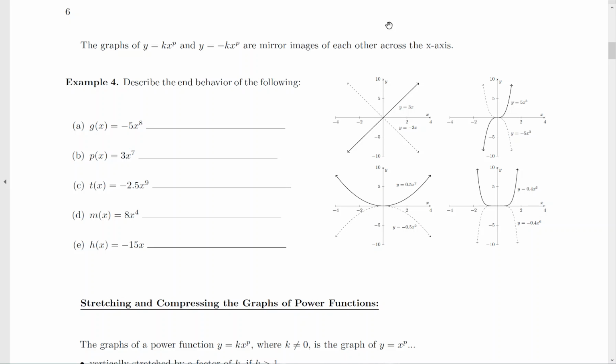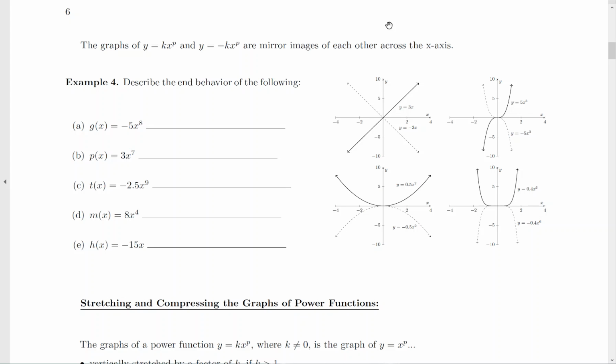So far we've been talking about power functions when the leading coefficient, or the coefficient in front, has been a positive number. The question is what happens if it's a negative number, and what happens is it becomes a mirror image of the function that had the positive coefficient in front.